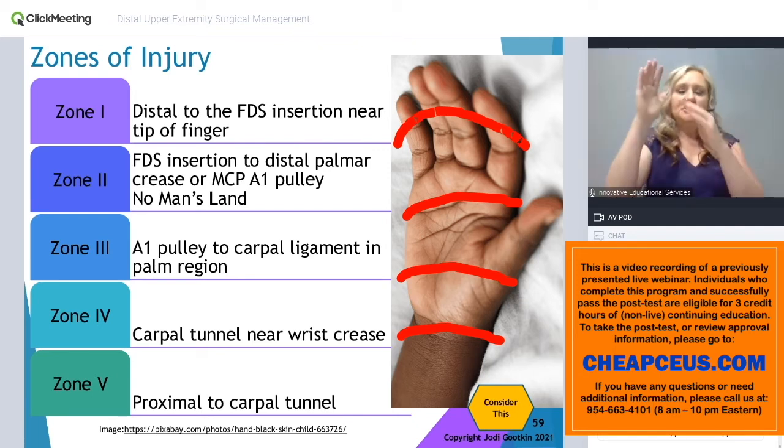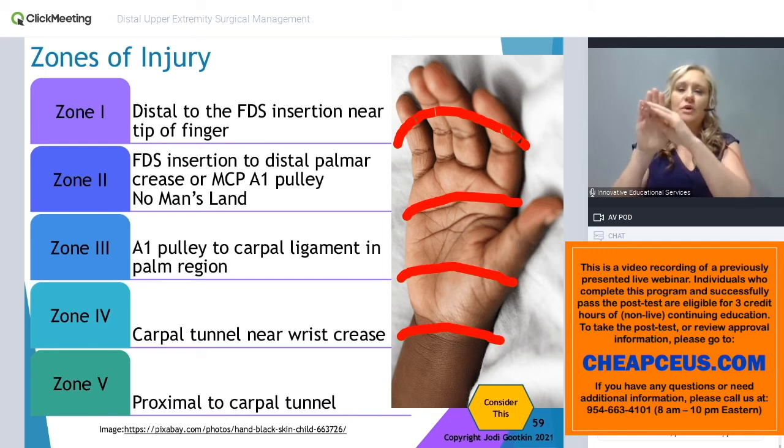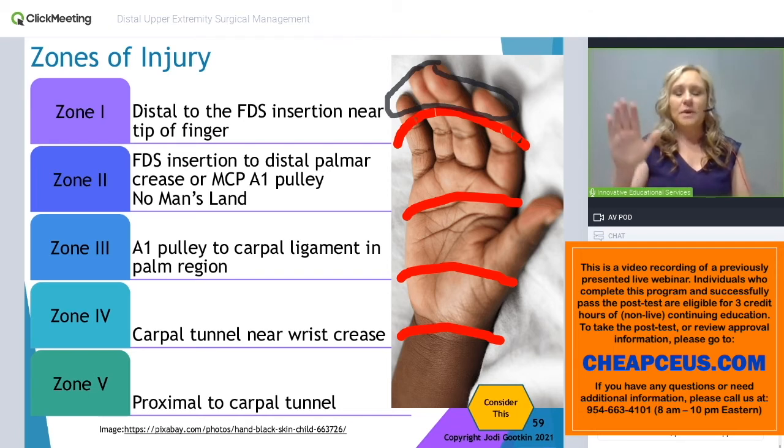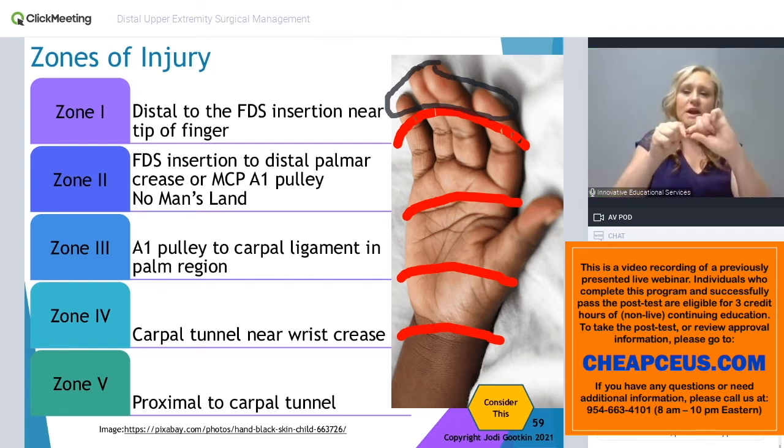Because the anatomy changes as you go down into the hand, this mechanism we're talking about is more in the fingers. There are different zones of the hand when they're looking at where the injury occurs. A zone 1 flexor tendon injury is going to occur near the tip. This is going to be when someone grabs, like a jersey injury, someone grabs on and they're trying to flex the finger, but there's a force moving it out into extension and they get a rupture.